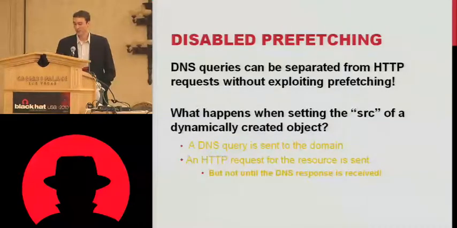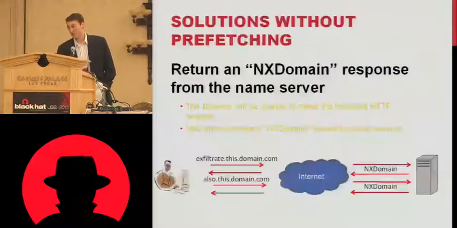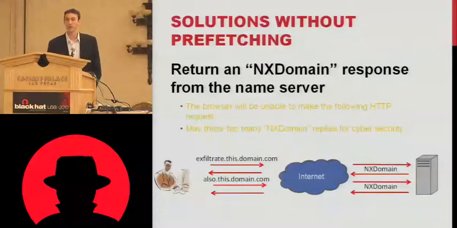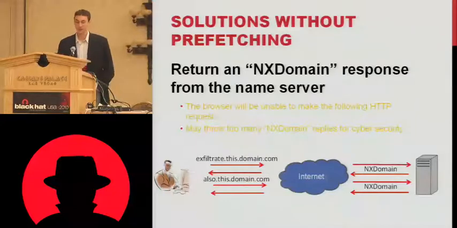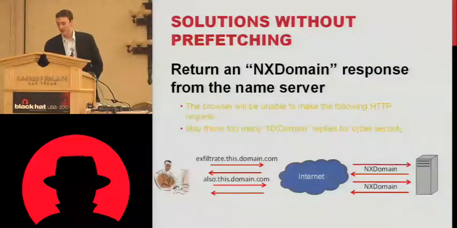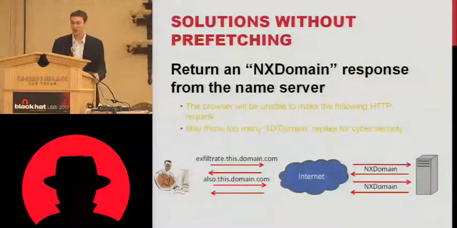The second you set the source, it's going to send out the DNS request, and then it's going to follow it up with an HTTP request. But the HTTP request won't be made until the DNS response is received. Well, the first thing you can do is just return NX domain from the name server, or from the domain server. And when you do that, it doesn't have an IP address to send the request to, so it just can't do it. An NX domain reply basically means that it doesn't exist. We have no idea. So the browser will be unable to make the HTTP request.